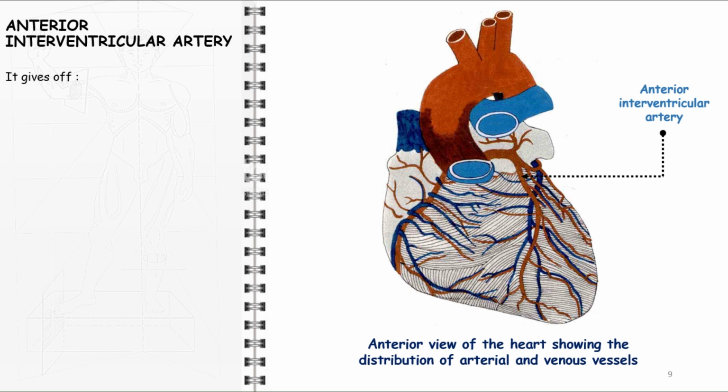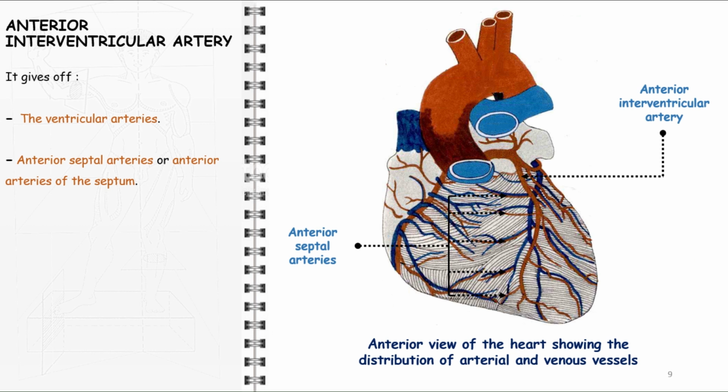It gives off ventricular arteries, some of which extend to the right and left over the surface of the heart, then penetrate the ventricular wall at some distance from their origin. Others, known as anterior septal arteries or anterior arteries of the septum, enter the heart wall immediately at their origin and supply the anterior two-thirds of the interventricular septum.